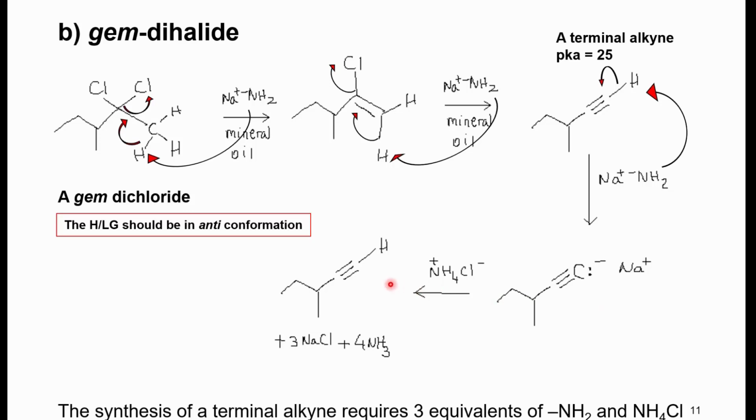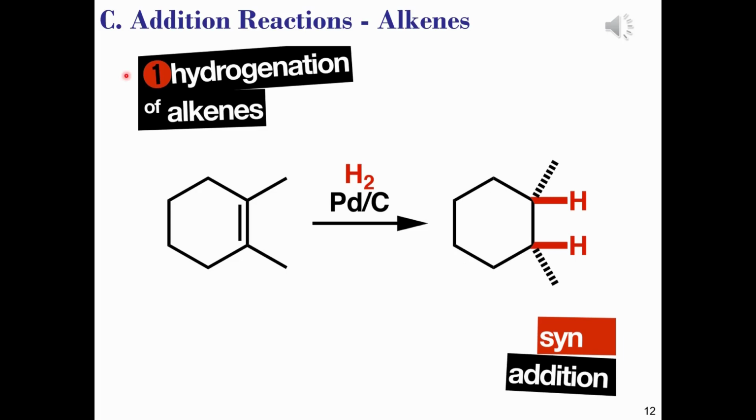This concludes part B. We're now changing tack and looking at something called the addition reaction, and the addition reactions of alkenes in this particular video. So addition reactions are the reverse of elimination, whereby the pi bond is broken and the molecule is added across the pi bond. One very specific reaction is the hydrogenation of alkenes, which in past lectures I have referred to in passing. This occurs as a syn addition.